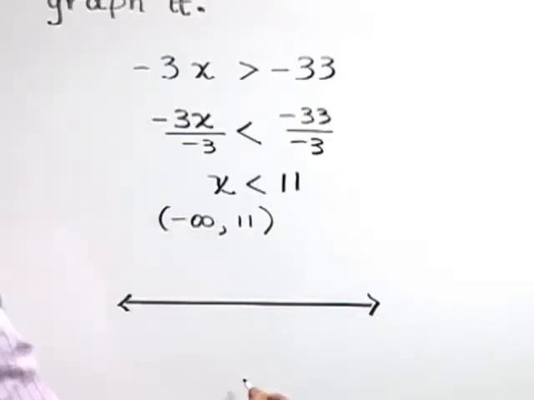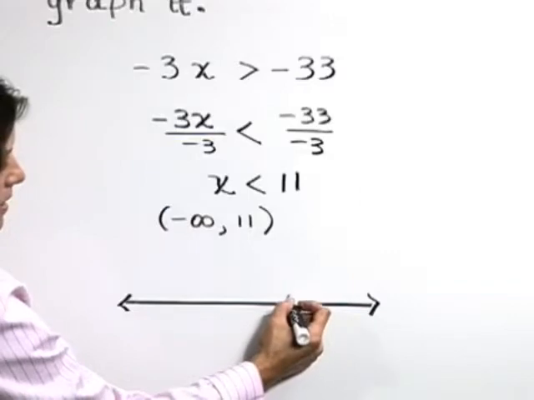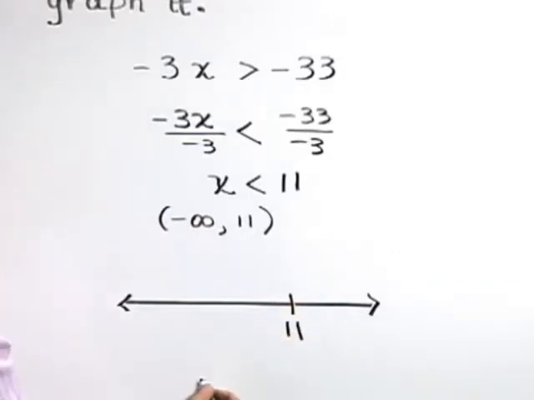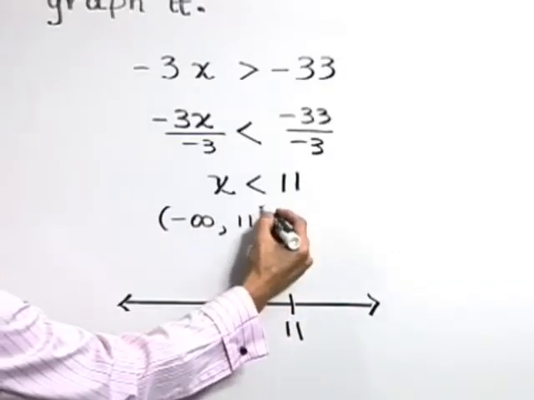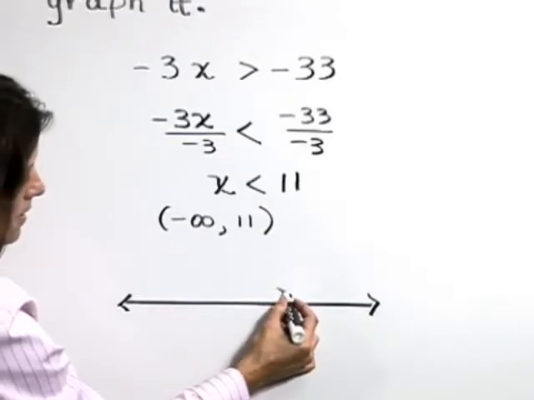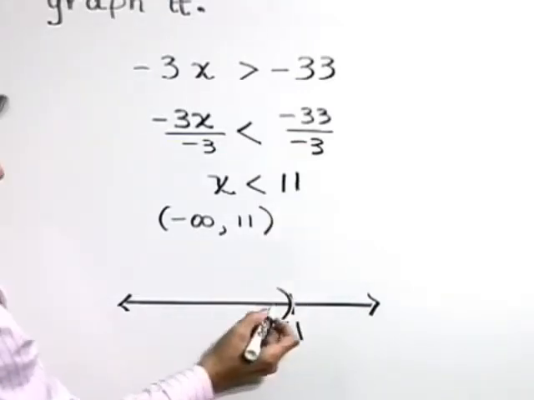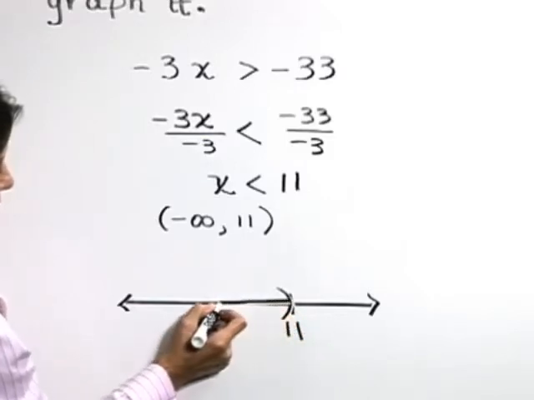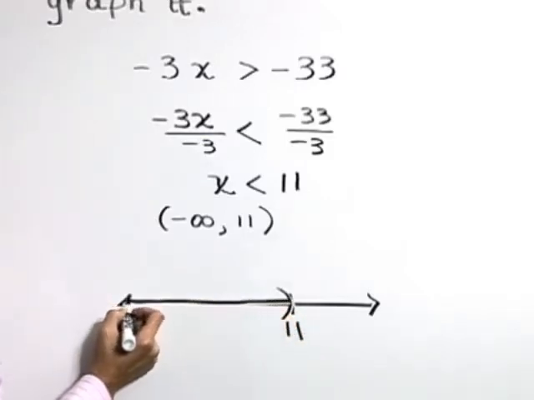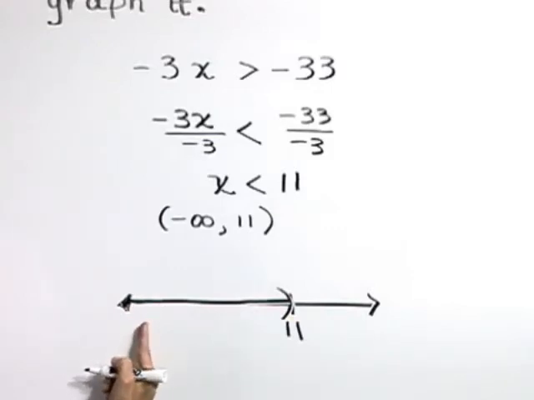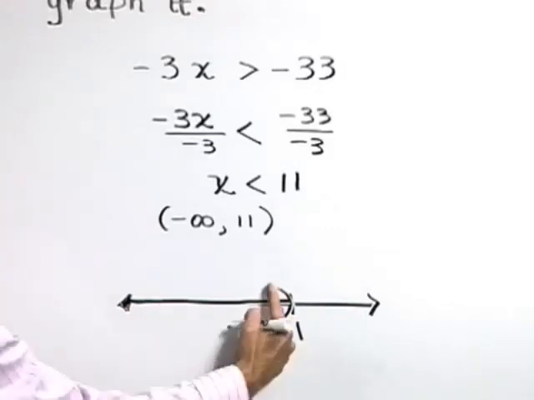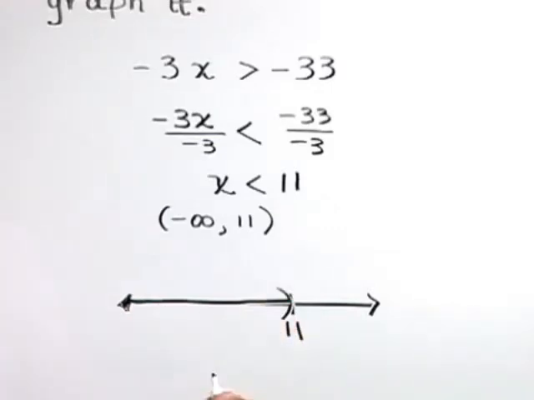All values that are less than 11, let's locate 11 on the number line. We'll use the same parenthesis on the graph that we do in our interval notation. And let's create a bold line to the left with a dark arrow indicating that the solution interval is all these numbers that are to the left of 11 on the number line.